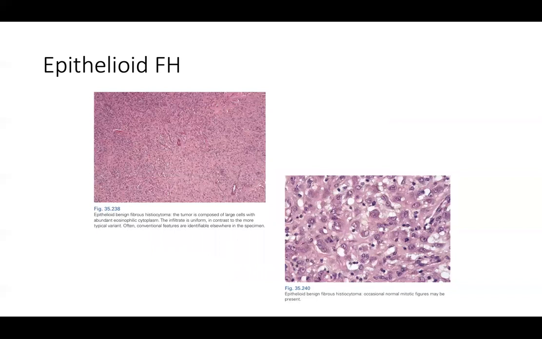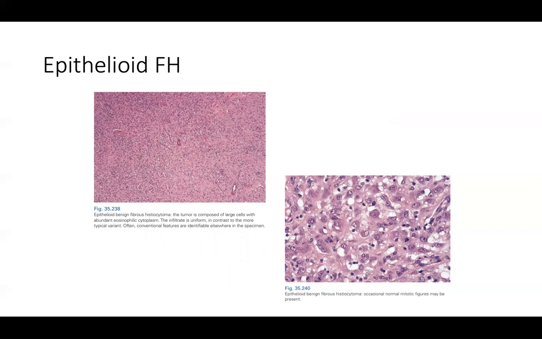Some of them can be pretty large. They can have abundant eosinophilic cytoplasm. The infiltrate is pretty uniform, and conventional features such as that epithelioid nature of it, as well as that collarette, should make you think about an epithelioid fibrohistiocytoma.